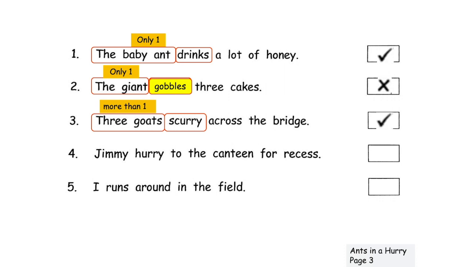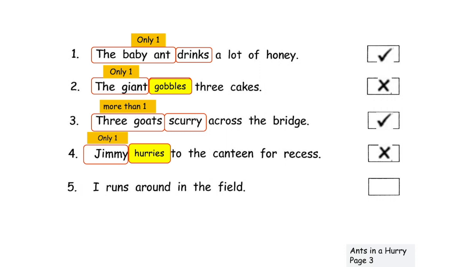Sentence 4. Jimmy hurried to the canteen for recess. Jimmy is my subject and the action word is hurry. Since Jimmy is only one, I need to make sure my verb ends with an S. So we will learn a little more about the spelling rules. But for this one, you just need to know that we need to add an S. So it will be Jimmy hurries to the canteen for recess. This sentence is wrong, so I will put a cross at the side.